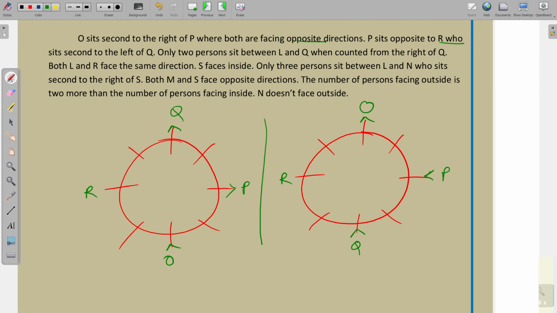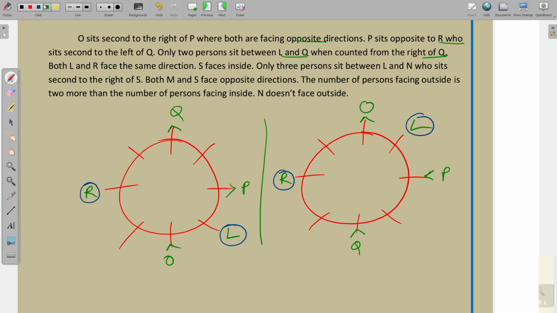Next, only 2 persons sit between L and Q when counted from the right of Q. Okay, so only 2 people between L and Q, and also it is the right side of Q. So right side of Q there are 2 persons. Here also 2 persons. Next, both L and R face the same direction. Okay, so L and R both are facing the same direction.